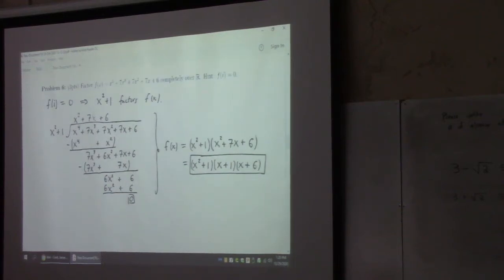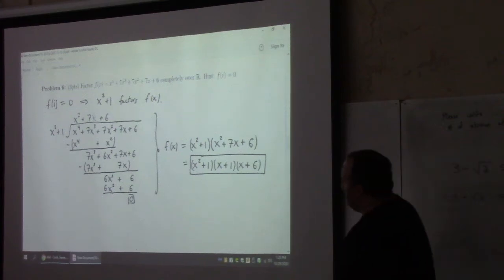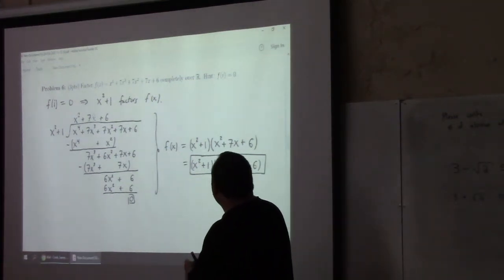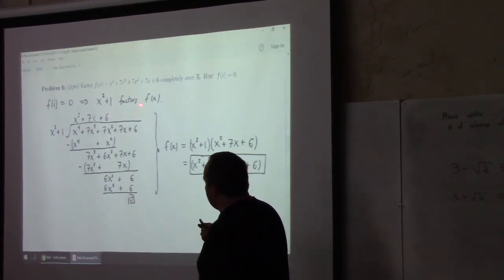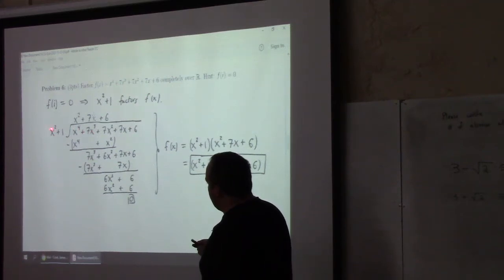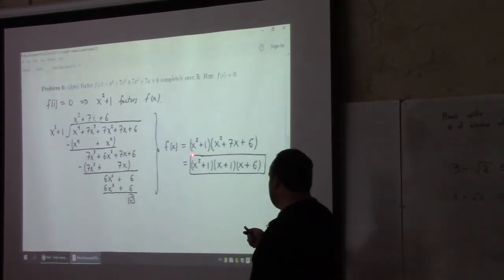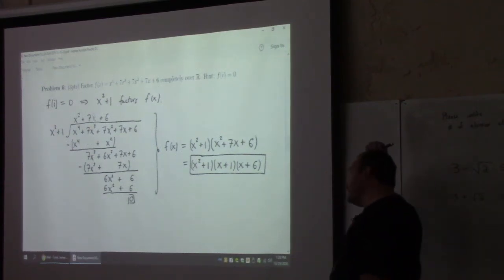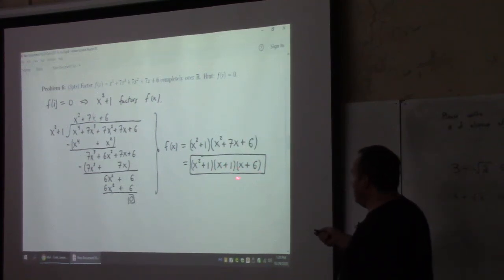Problem 6, factor this fourth order polynomial. Hint, f of i is equal to 0. So if f of i is equal to 0, that means that x squared plus 1 is a factor of f of x. So then we can use long division to figure out what the other thing is, right? Dividing by x squared plus 1, I get x squared plus 7x, and then finally plus 6. And then, of course, x squared plus 7x plus 6 factors to x plus 1 times x plus 6. So there you go.